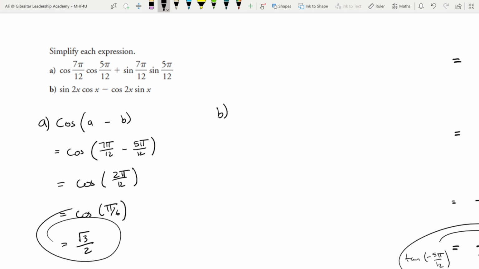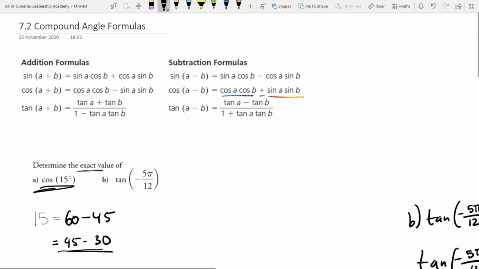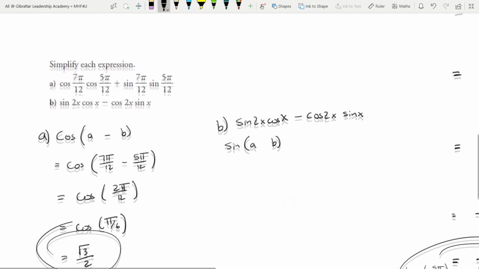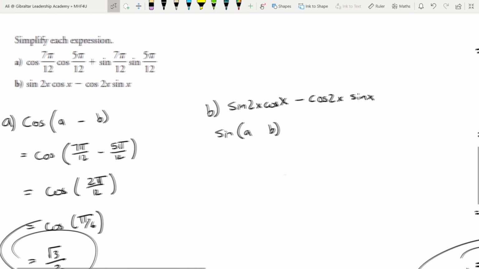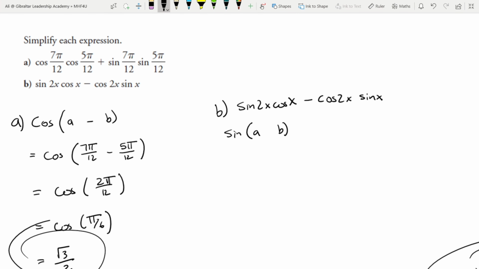Let's do the same thing for B. In this case, we have sine 2x cos x minus cos 2x sine x. Sine cos in this case is going to be sine of A and B. All we have to figure out is if it's a plus or a minus, remembering that when you have sine of A plus B, then it stays as a plus. When you have sine of A minus B, it stays as a minus. So in this case, the equation shows sine 2x cos x minus cos 2x sine x. So it's a minus in between here as well.